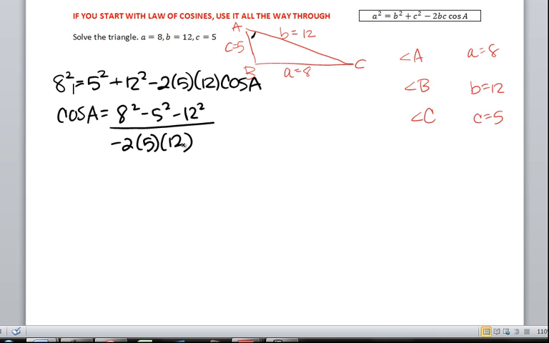So I punch that into my calculator, and then I inverse cosine it to get that A is 28.96. And I should circle these because that's given. Okay.